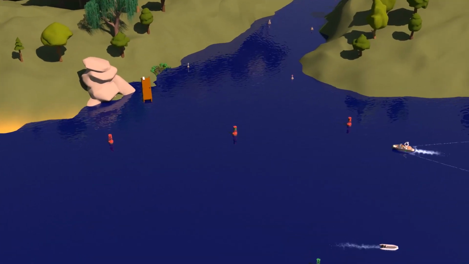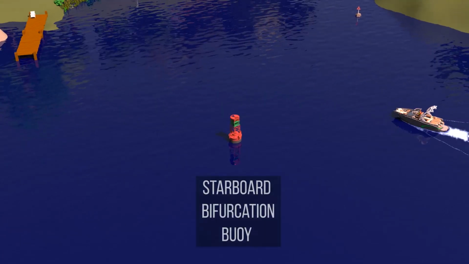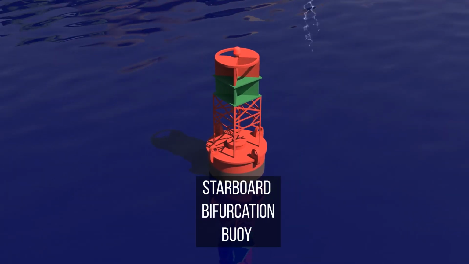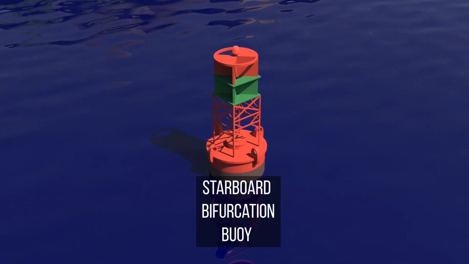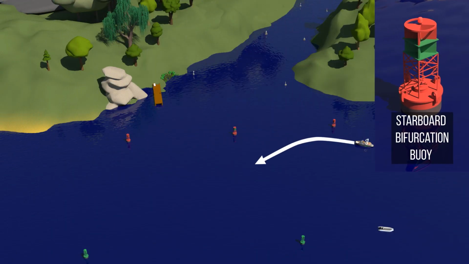Arriving at a junction in a channel, we encounter a bifurcation buoy. This can be left on either side. The buoy has a wide red or green band. The color of the upper band indicates the main or preferred channel. Here, as the upper band is red, it is a starboard bifurcation buoy. It indicates that the main channel is to port and the secondary channel is to starboard.